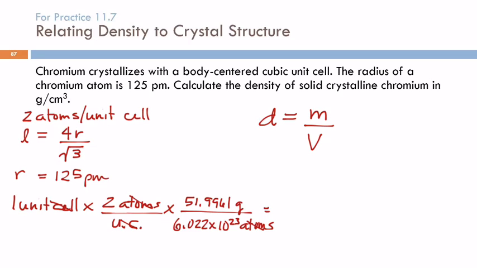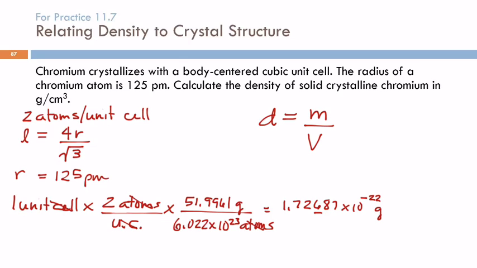I forgot my calculator. That's okay, I've got my phone. So 1 times 2 times 51.9961 divided by 6.022 times 10 to the 23rd, 1.72. We should probably have at least 4 significant figures here. So there's 4, and I'll throw 2 extras in, times 10 to the minus 22 grams.